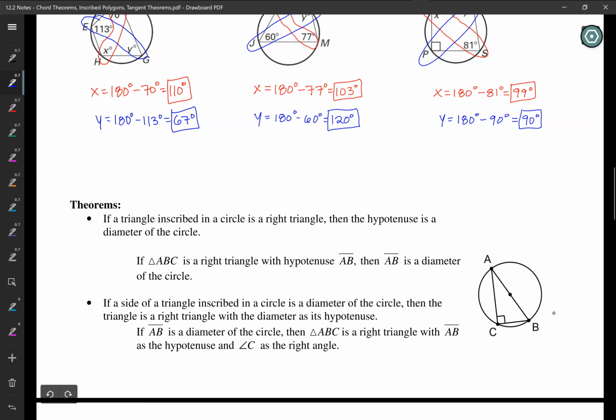And the opposite is also true. If you have a triangle inscribed in a circle, and you know that one of the sides is a diameter, then you know it has to be a right triangle. So if you know that one side is a diameter, it has to be a right triangle, and the diameter is the hypotenuse. So the angle across from the diameter has to be a right angle.